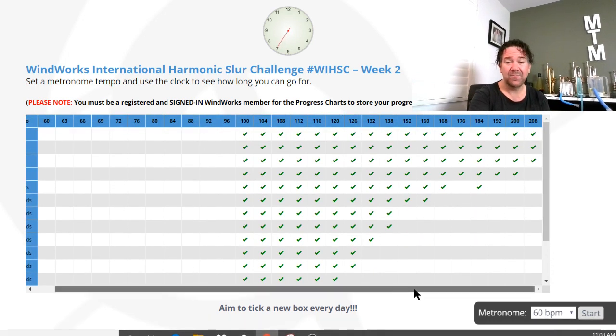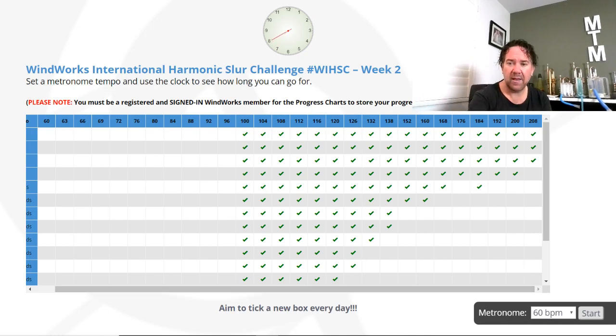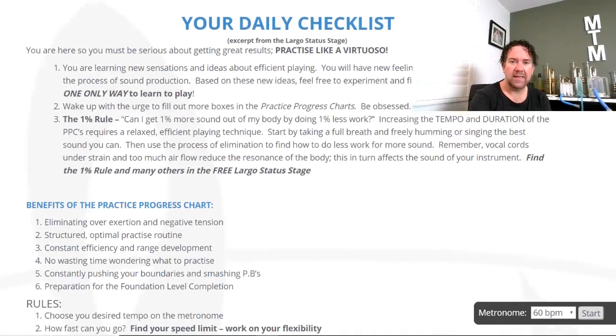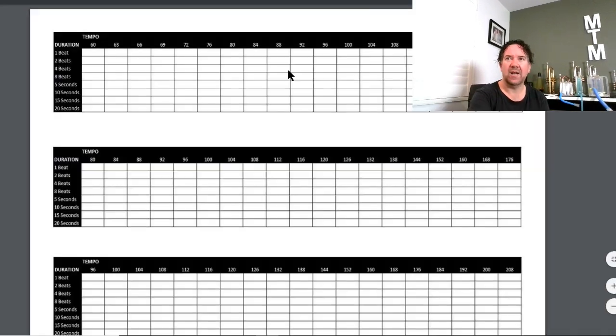If you teach, have I got the link up here? There you go. Print out your free practice progress charts. There they are. All right, and they're 60. It only goes up to 20 seconds. Great for kids and stuff. Then this one starts at 80 up to 176. This one starts at 96 up to 208. Print it out. In fact, I probably should have had everyone. Maybe I should have done that.